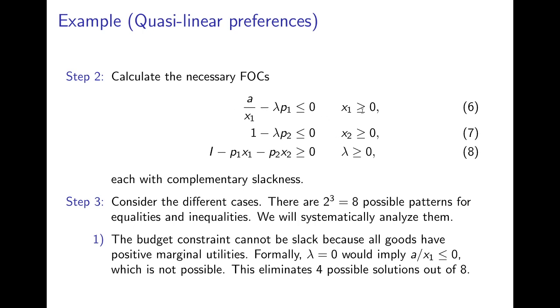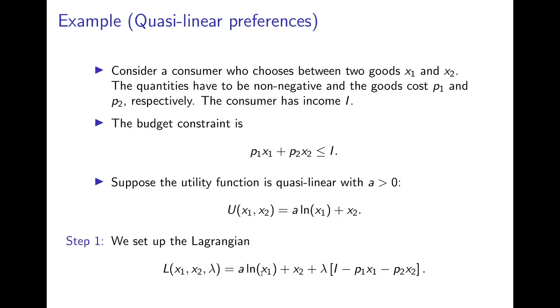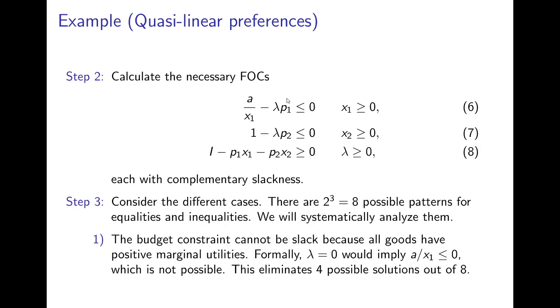So we take the derivative of the Lagrangian with respect to the choice of x1. We see here that's again a divided by x1 from here. This does not contain x1, so it drops out. And here only this term contains x1, so it's minus lambda times p1. Now this must be non-positive. It can be negative and it can be equal to 0, but it must not be positive. And with complementary slackness, it holds that x1 must be non-negative. So whenever this term here is strictly negative, this one here is equal to 0. And whenever this is strictly positive, this one here is equal to 0.